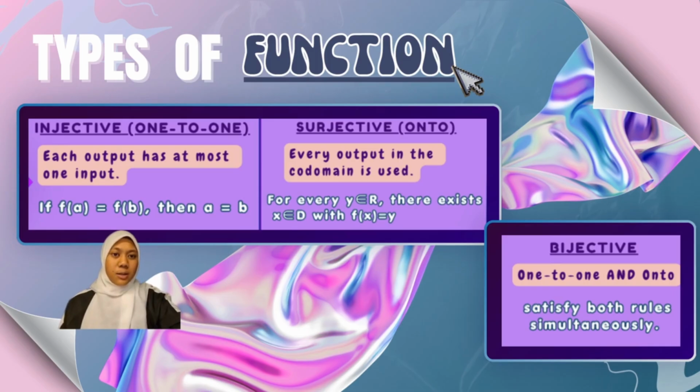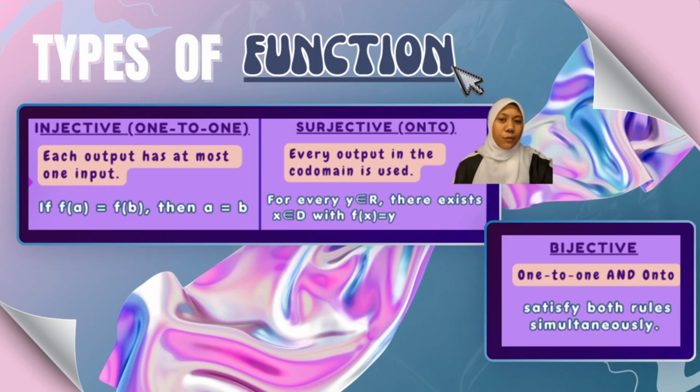In discrete mathematics, we classify functions into three main types based on how they map inputs to outputs: injective, surjective, and bijective. First, injective or one-to-one. This means each output has at most one input. In other words, no two different inputs map to the same output. The rule is if f(a) equals f(b), then a must equal b.